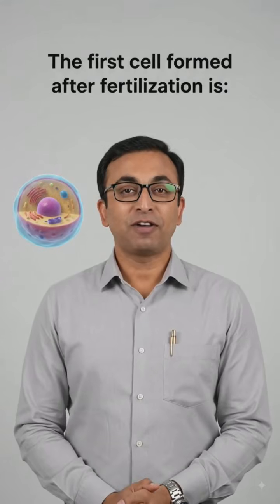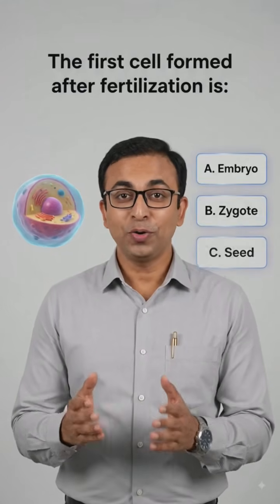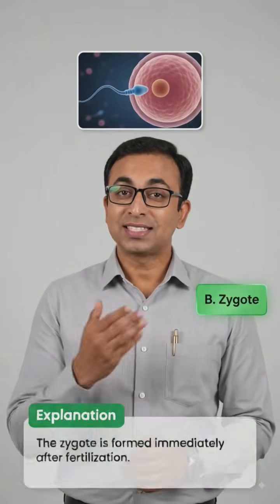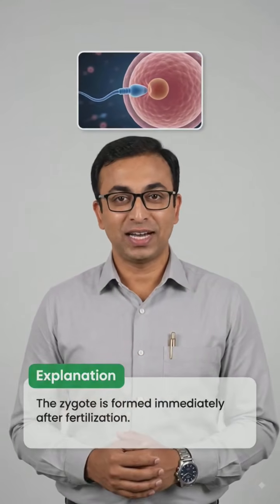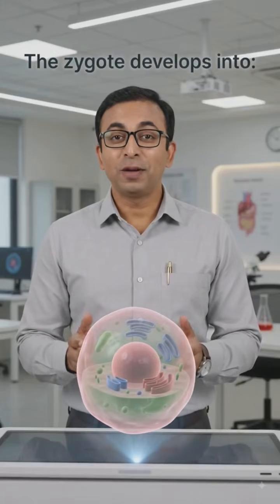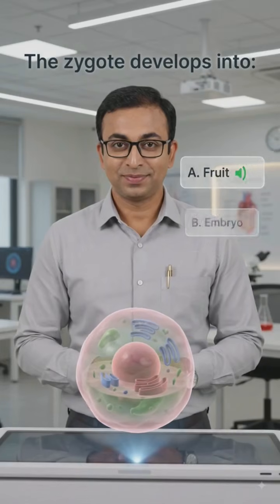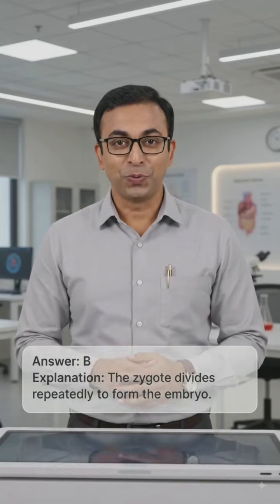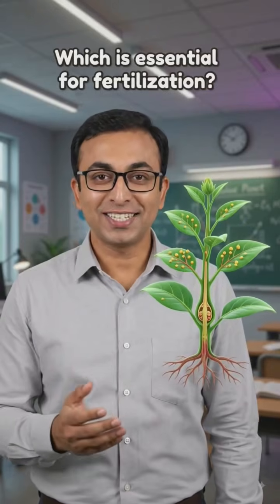The first cell formed after fertilization is: A. Embryo, B. Zygote, C. Seed, D. Ovule. The zygote is formed immediately after fertilization. The zygote develops into what? The zygote divides repeatedly to form the embryo.